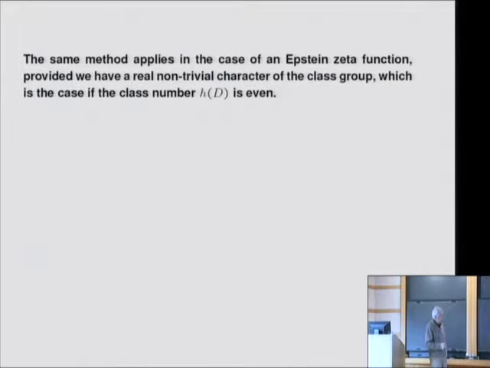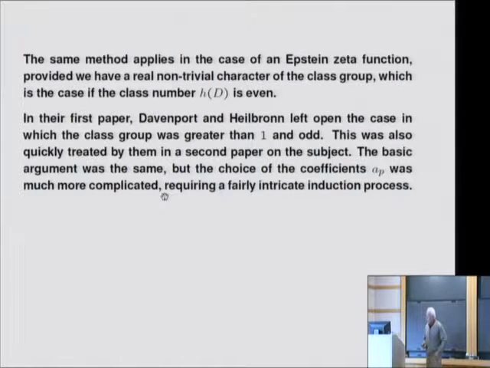And they wrote a second paper showing how to deal with that case. The choice of the coefficient a_p was done in a recursive fashion, and it's much more complicated. But the result is the same. So the Hurwitz zeta function, except for the obvious exceptional values of the translation a, has infinitely many zeros in the half plane sigma greater than 1.